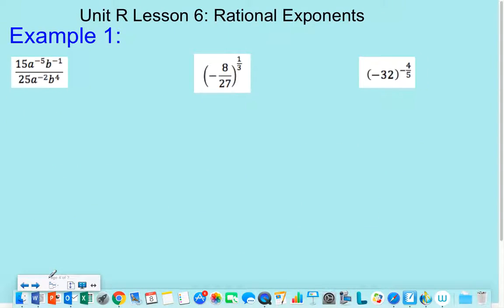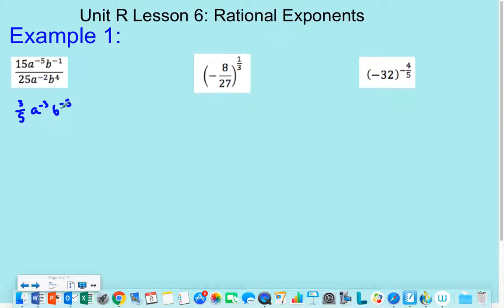All right, so we've got a number of examples here ranging in difficulty. This first one here, we've got lots of negative exponents, but the power rule with division here is going to come into play. We've got 15 divided by 25. Divide both those by 5, and we're going to get 3/5. If I take a to the negative 5th divided by a to the negative 2nd, remember that we're subtracting, but if I subtract negative, it's like adding. So this is going to be a to the negative 3rd. And then negative 1 minus 4 would be negative 5.